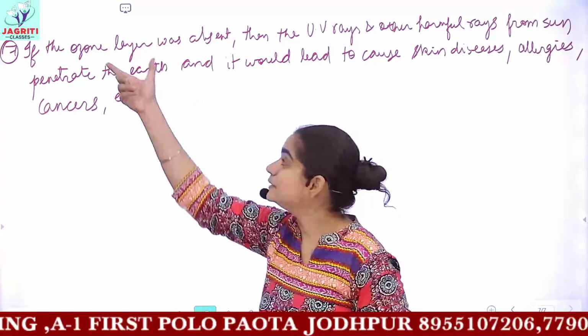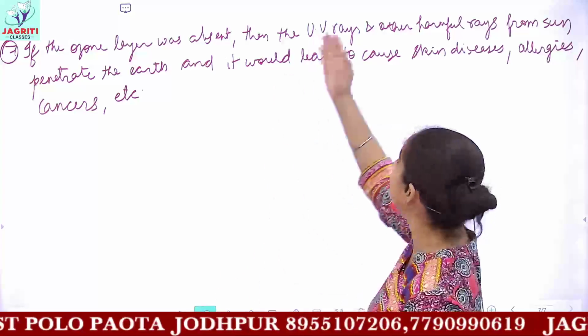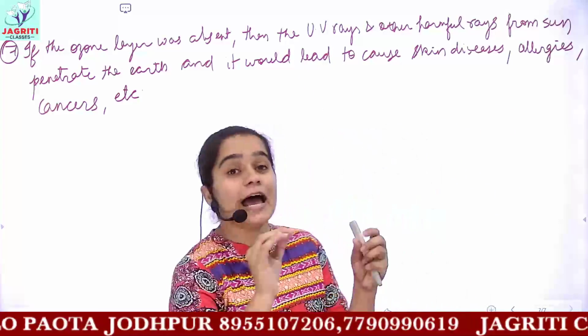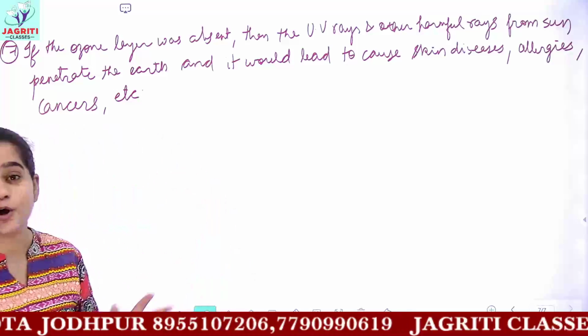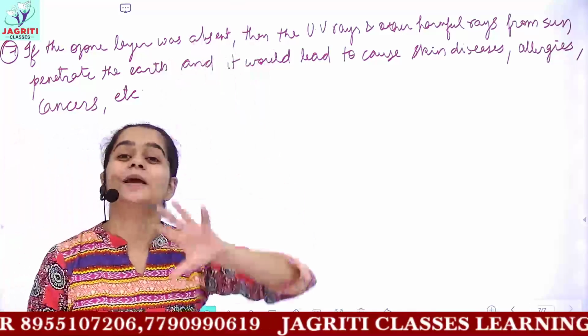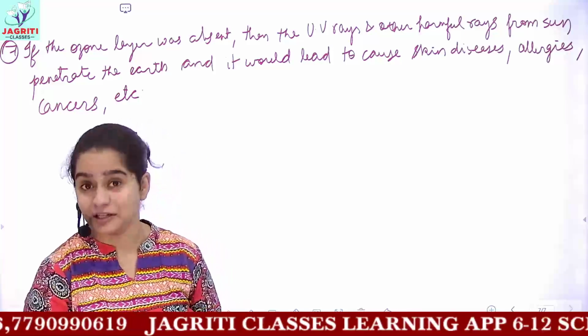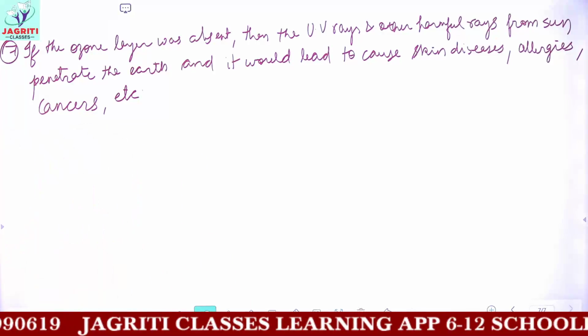Okay, so this is the best function which the ozone layer is serving. It is protecting us from the harmful UV radiation and the other harmful rays coming from the sun. And because the ozone layer is present, these rays are not able to penetrate the Earth and harm us. So these are some of the uses of the ozone layer.